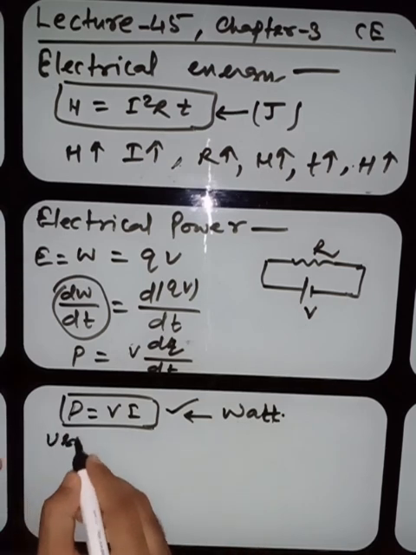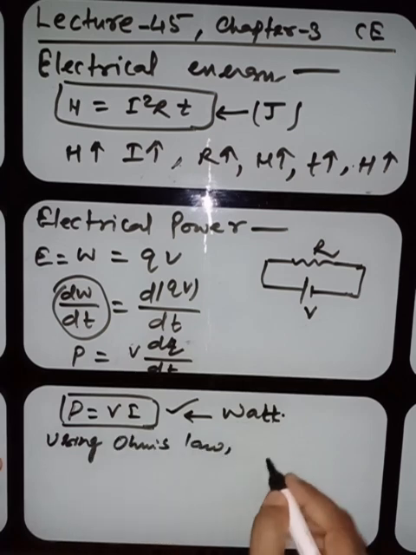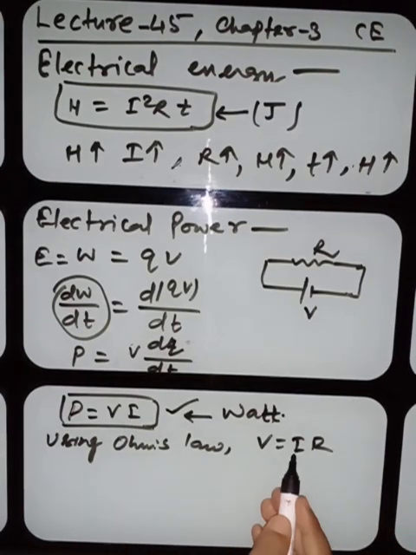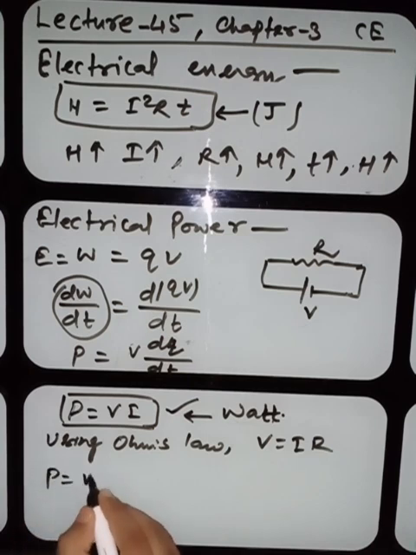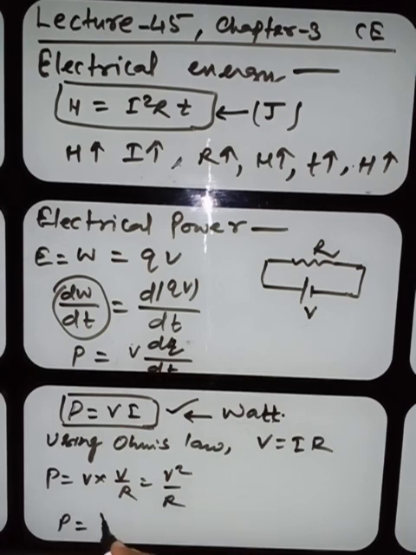Using Ohm's law, that is V equals IR. Can you replace this I? Yes, we can replace it by V by R. So the power will be V times V by R. It is V square by R. So you have a formula for power: it is V square by R.